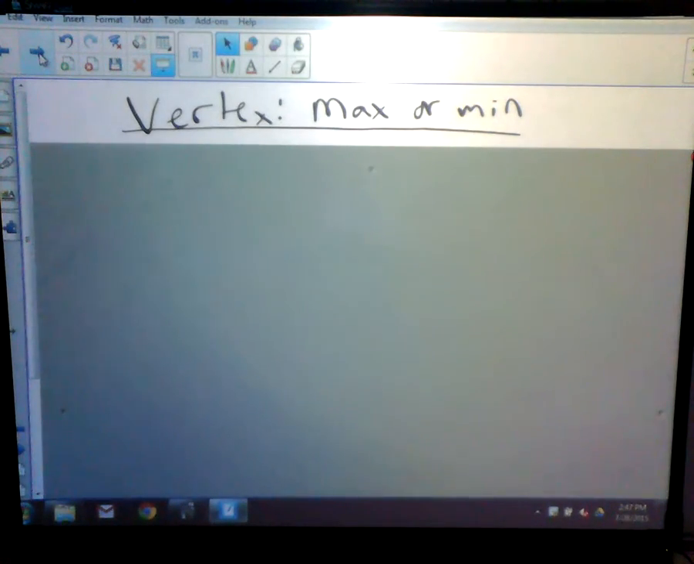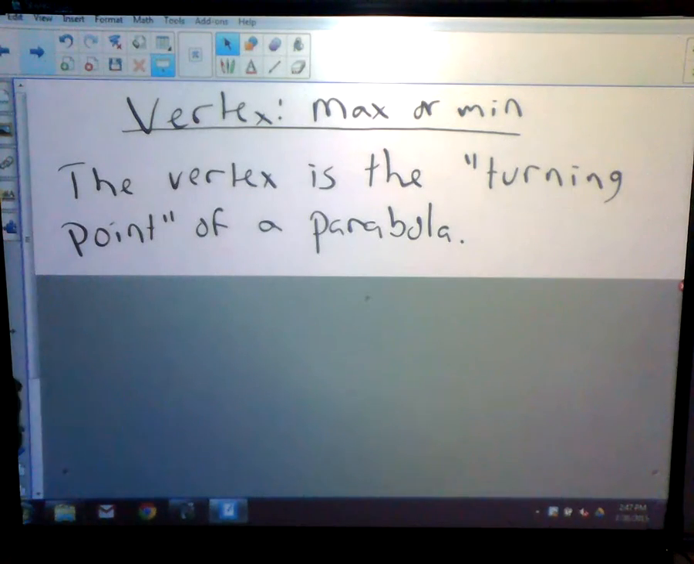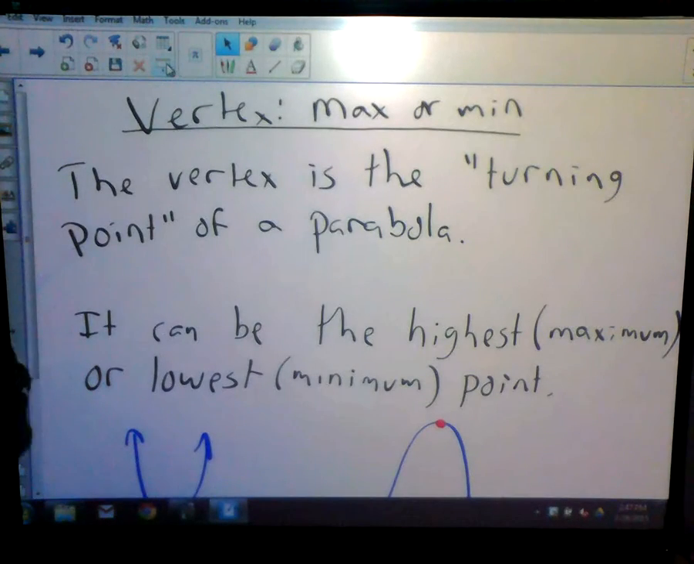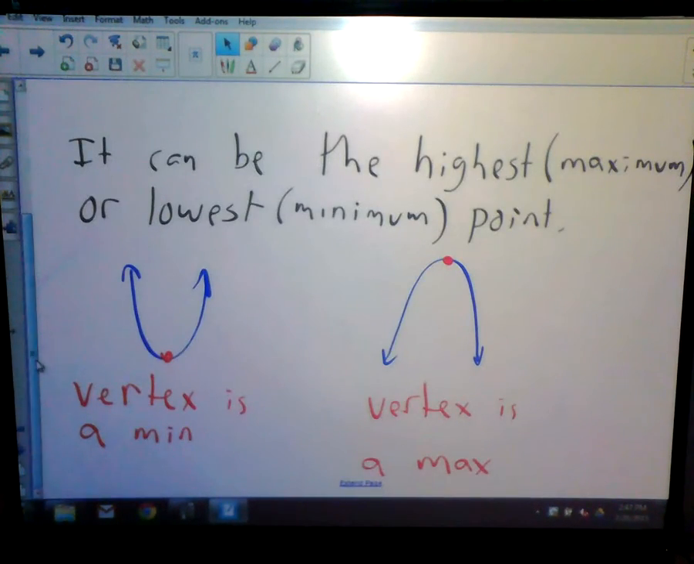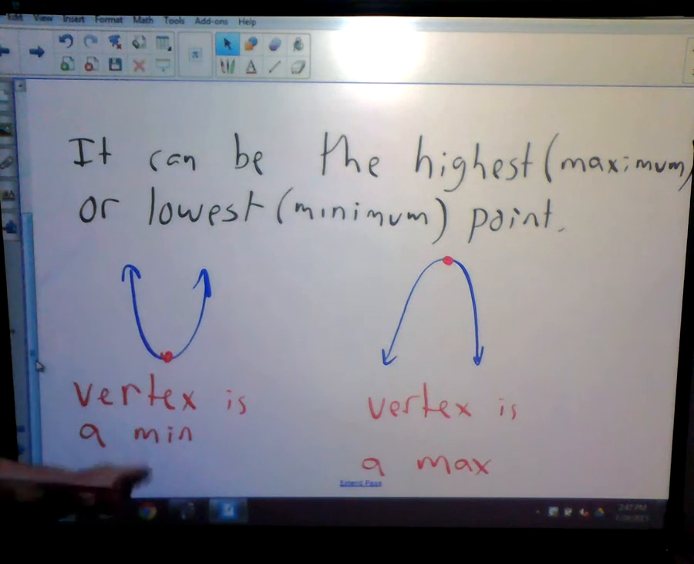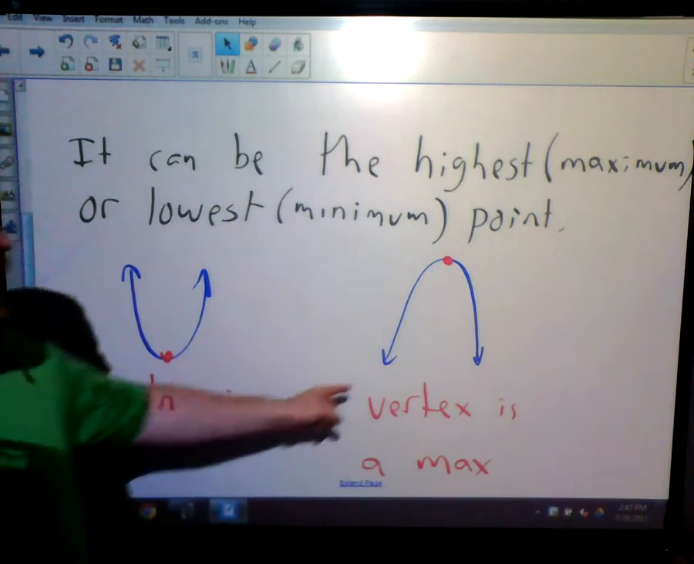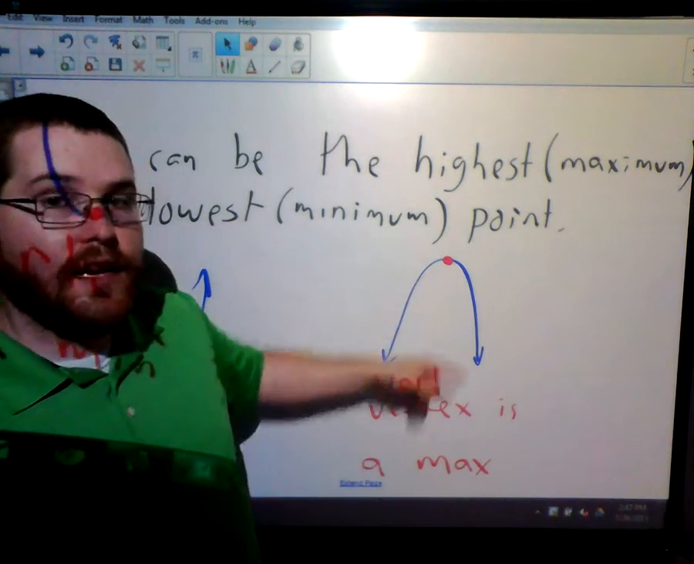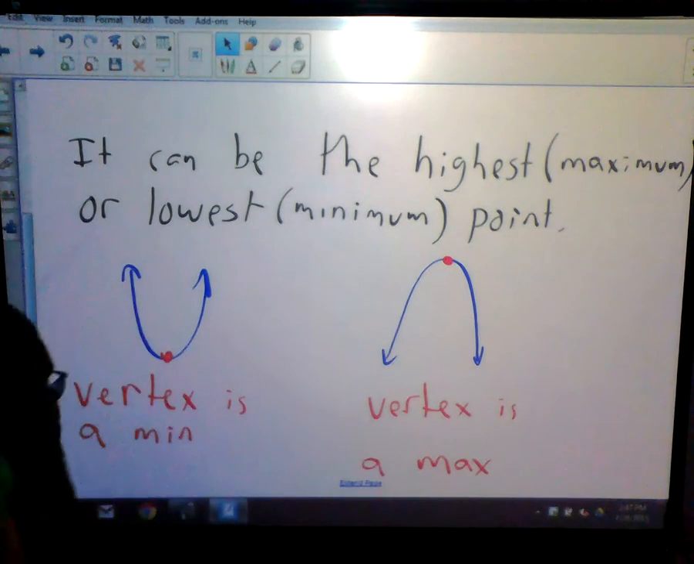Vertex. Well, what's a vertex? It's the maximum or the minimum point. The vertex is the turning point of a parabola. It's where the parabola changes directions. It can be the highest or the lowest point. The highest point is called a maximum, and the lowest point is called a minimum. Here is the vertex, and it's a minimum because it's the bottom of the graph. Here the vertex is right here, and it's a maximum because it's the highest point on the graph.